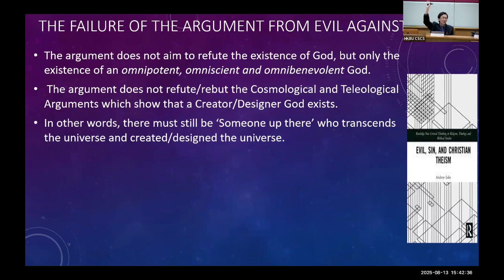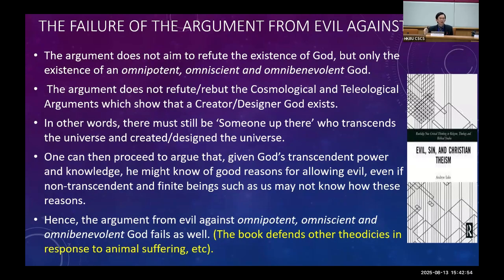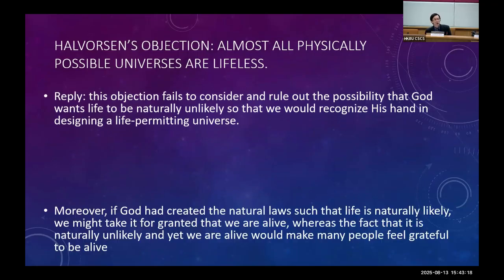So in other words, there must still be someone up there who transcends the universe and created and designed it. One can then proceed to argue that, given God's transcendent power and knowledge, he might know of good reasons for allowing evil, even if we finite beings may not know what these reasons are. Therefore, the argument against an omnipotent, omniscient, and omnibenevolent God fails as well, because this someone up there is so beyond our intelligence. The fact that we don't know these reasons doesn't mean that there is no reason known to him. In my book, I also defend other theodicies in response to animal suffering, etc. There's no time to go through them, but I just want to say the argument from evil fails.